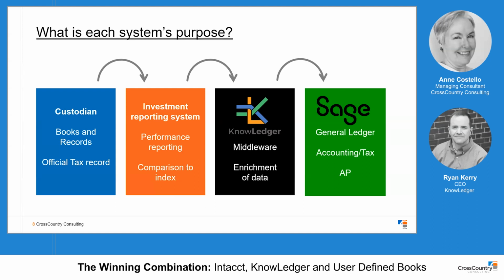Then you have KnowLedger. Think of KnowLedger as the middleware, or what's typically done in workflows when we come in, and we have accountants doing that work right there, typing the journal entries into Sage. So KnowLedger takes that place. And then on the far right, Sage is the general ledger. Let's jump back to our first client.